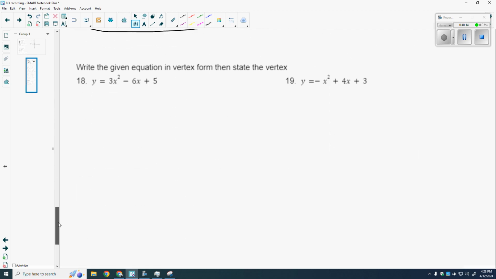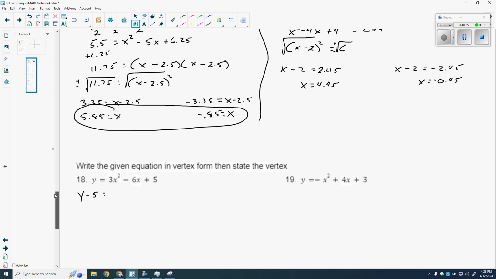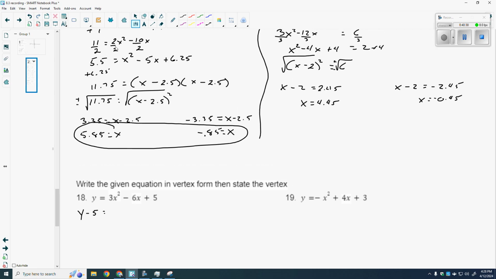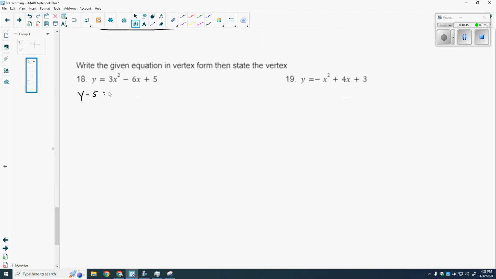Okay, same technique as we did right above here, changing this to vertex form. The difference is we have a coefficient of x squared. Just like before, though, my steps are the same. I subtract 5 from both sides. I'm going to factor out that 3. That's the difference. Up here, we divided everything by 2. I don't want to divide that by 3. That's going to be a mess. So I'm not going to divide everything by 3. I'm going to factor it out.